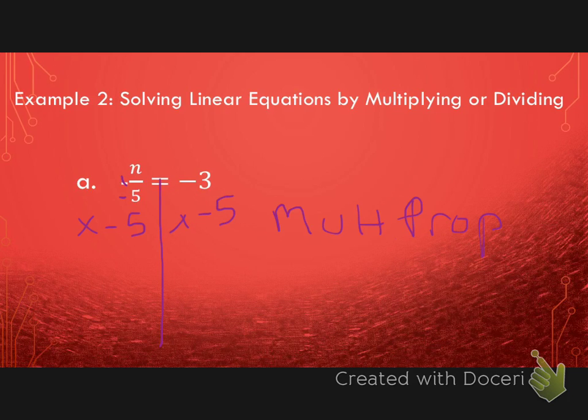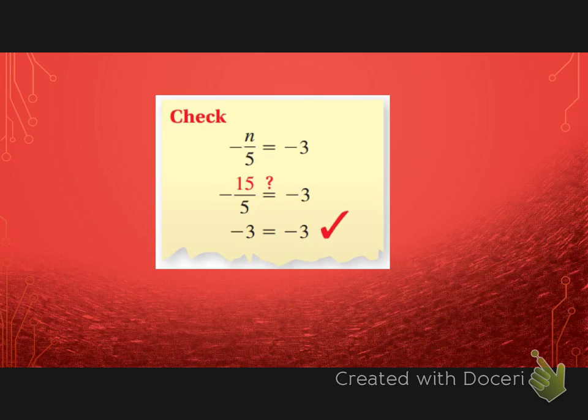So we're going to multiply by negative 5 on both sides, and that's going to get our n by itself. And then remember, a negative times a negative is going to be a positive. So we've got n equal to 15. You can go ahead and plug it in and see: 15 divided by negative 5 is going to give you a negative 3. So that one checks out also.